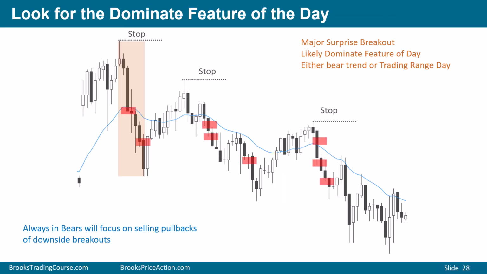So look for the dominant feature of the day. Strong bear breakout, odds are you're going to get a couple of legs down. And if you look for this and you see it, then you can rule out a bull trend day, the odds are against you. So it's either going to be a bear trend or a trading range. So looking to sell and scale in higher is a reasonable idea. Or simply look to sell, exit, and then look to sell higher.